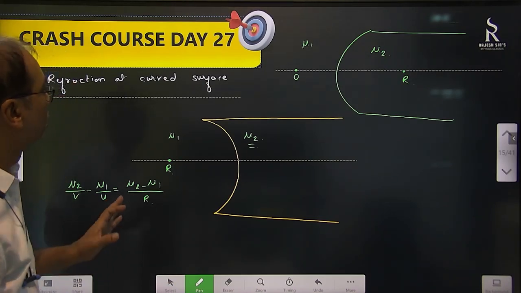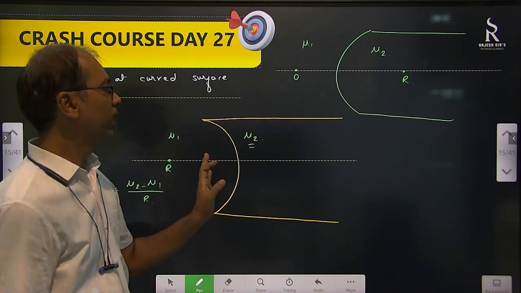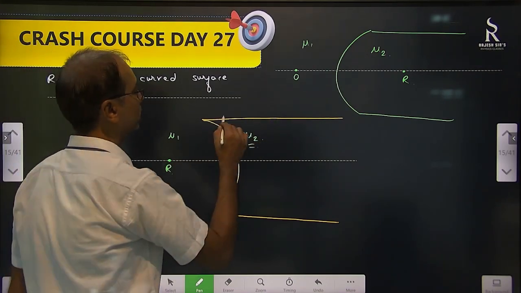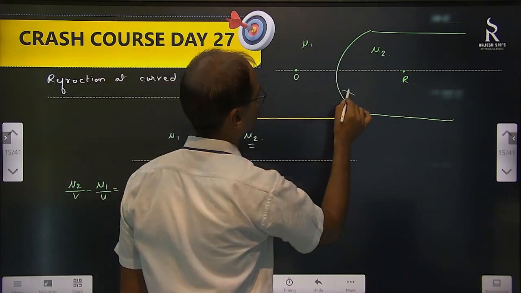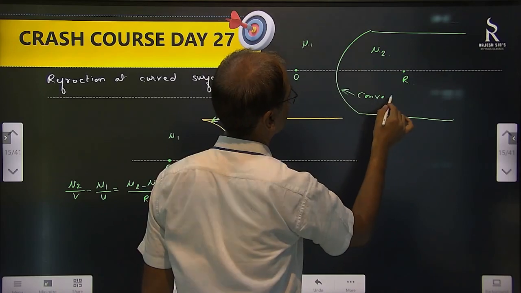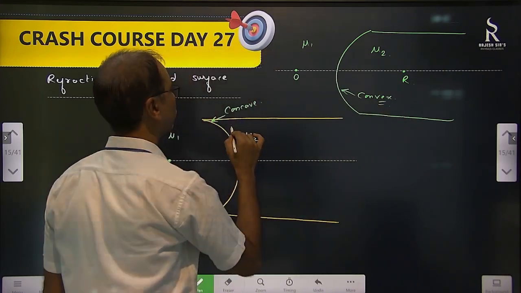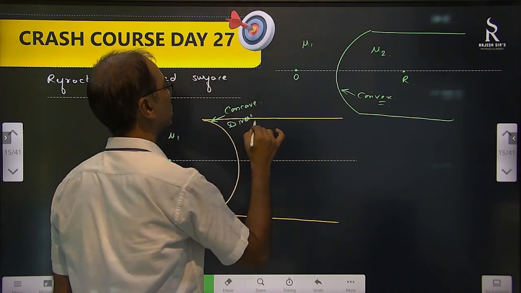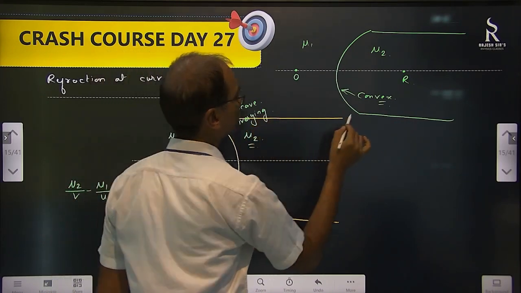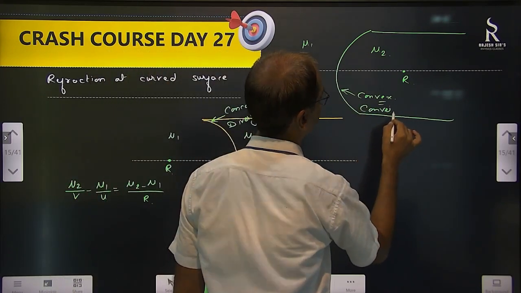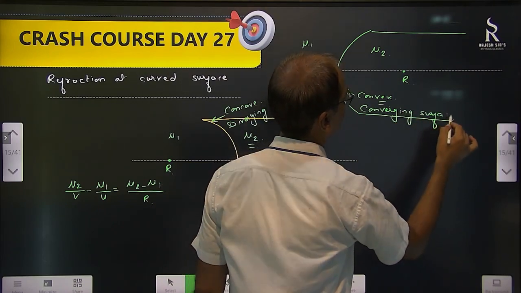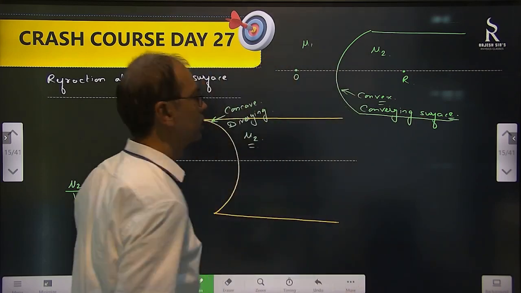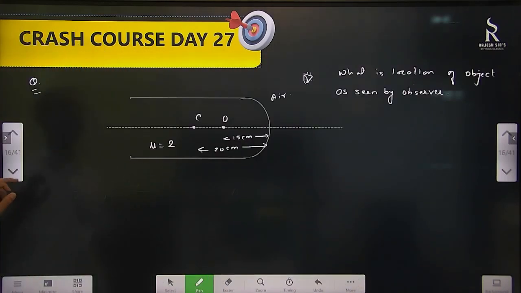Okay, so these are the two refractive surfaces. What surface is this? As I said, this is concave, and this surface is convex. Concave means diverging surface and convex means converging surface. Okay, it's like this. Then directly we'll do the question.